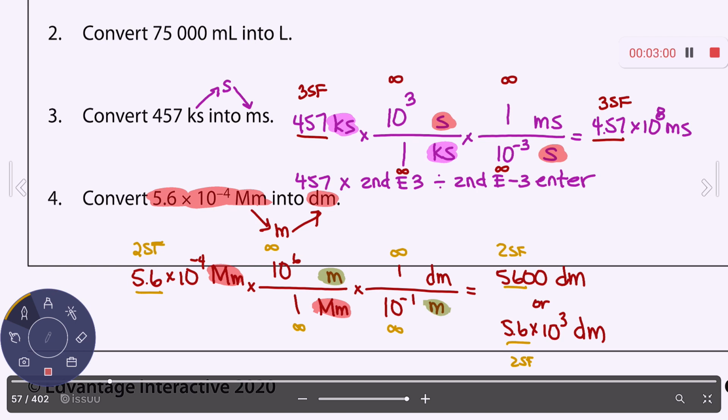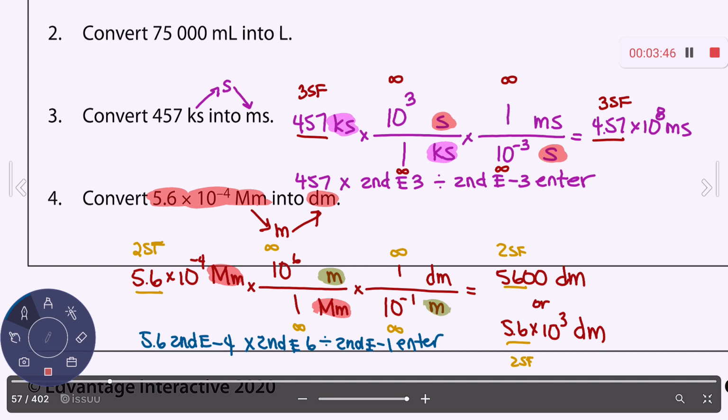Do you need me to write out the steps for how to put this in your calculator, or are we okay? So, this is a little confusing because this is in standard scientific notation. So you don't put a multiplication sign in here. This would be 5.6 second E negative 4, and then times this second E 6 divided by second E negative 1, enter. Sometimes when you put an extra multiplication symbol in there, it throws your whole answer off because it will multiply the wrong things together. Okay. All right. We're good.